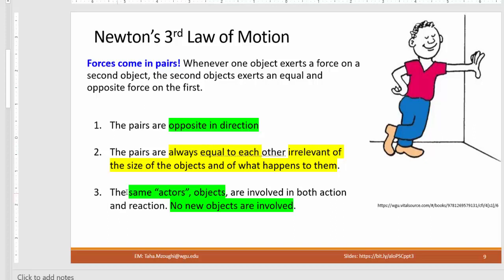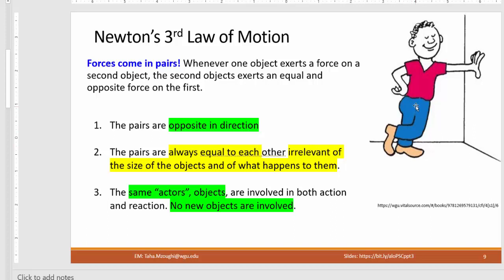And the actors, the ones responsible for these forces, of course, are objects. The same objects are involved in both action and reaction. No new objects are involved. For example, here, this person is pushing on the wall. So hand pushing on the wall, that's the action. The reaction would be opposite in direction, so it's going to be pointing towards the left. And it is the wall pushing on the hand. The two actors were hand and wall, so they stay the same for the reaction: wall and hand.